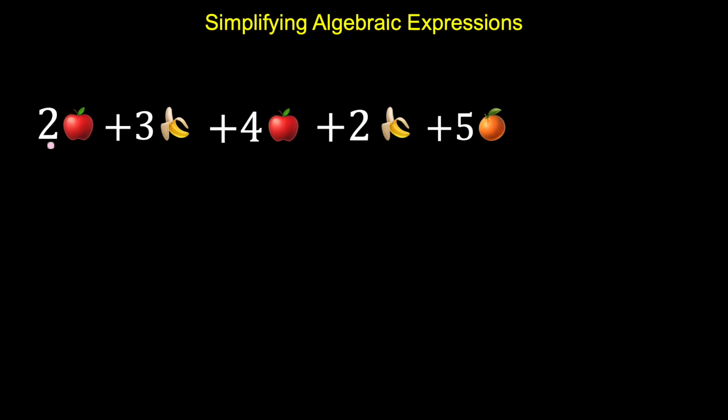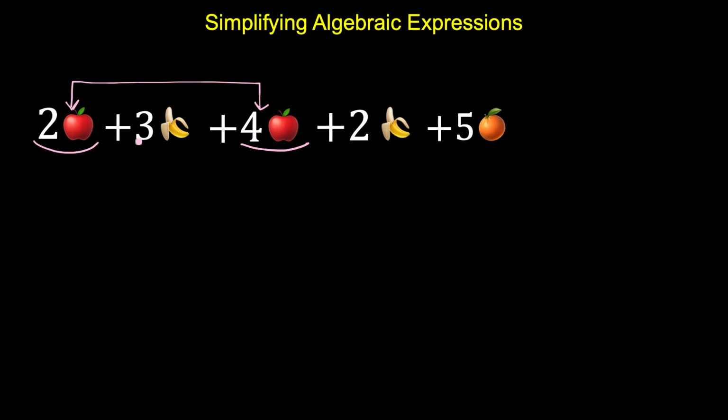Now we want to simplify, so like terms are terms with the same variables or fruits. In this expression, for the first term, we have apple as a variable. So for finding a like term, we need to look for another term which includes apple, and here we go. So both terms are like terms because both have apple as a variable.